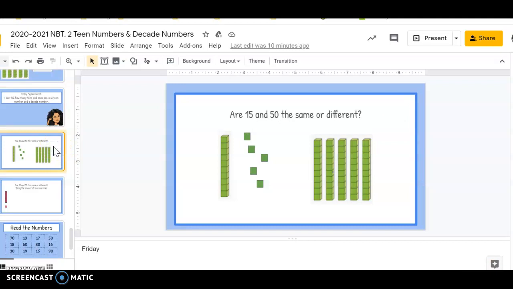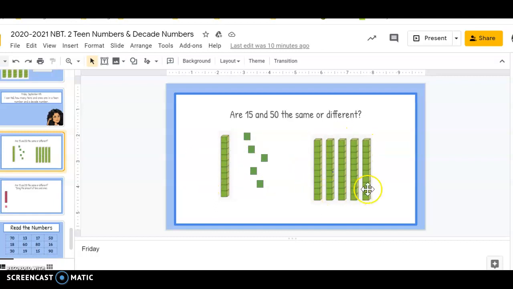So my question for you is, 15 and 50, are they the same or are they different? Based off of what we did yesterday and this whole week, when I see a 10 stick, I know that I can automatically say 10, and let's see how many ones we have left over here. 1, 2, 3, 4, 5. So what is this quantity? This total is 15.